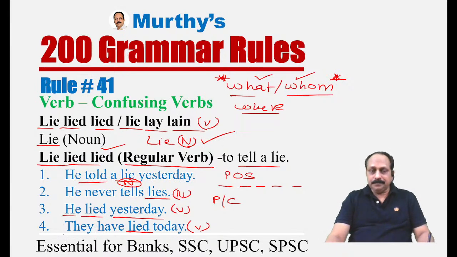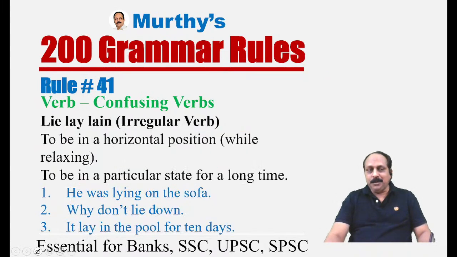For example, they. You should be able to tell confidently which part of speech it is. Pronoun. Which type of pronoun? Third person plural. Have is what? Primary auxiliary. We have, there are 3 in number: be, do, have. Have is a primary auxiliary. Lie, verb. It is a regular verb. And today, adverb of time. And which tense is it? Present perfect. Everything should be at your fingertips. Then you're ready for the exam.